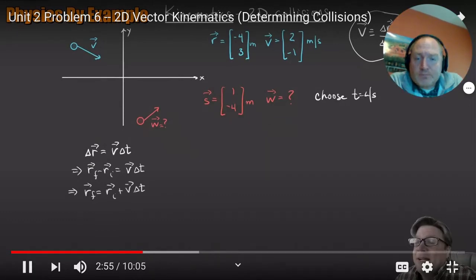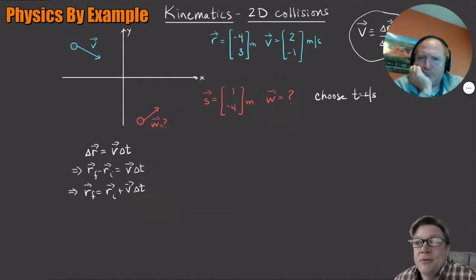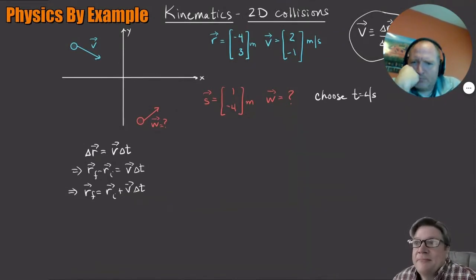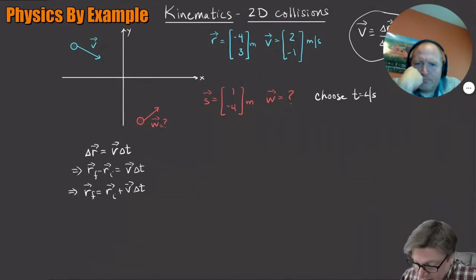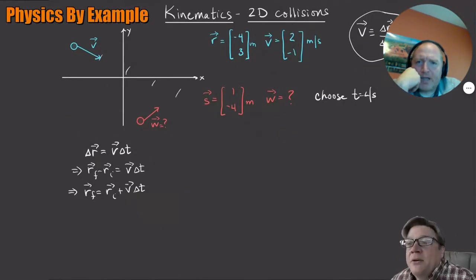All right. I'm sort of just updating my position from where I was, our initial, to where I'm going to be, because every second I'm moving along that velocity vector. After 1 second, I'm here, right? And after the next second, moving along that vector, now I'm here, and then I'm here, and so on.